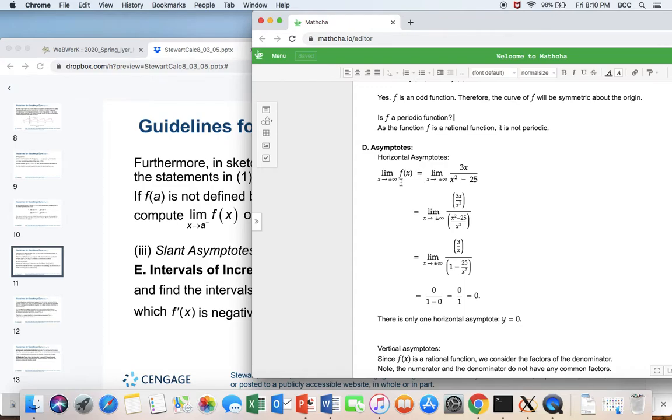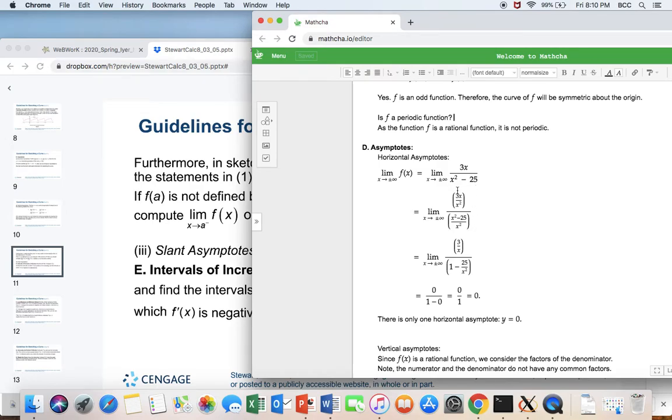Going through each piece, how do I encounter horizontal asymptotes? I have to take the limit as x approaches infinity or the limit as x approaches negative infinity. In this case, they both give me the same number, so I have used plus or minus infinity. This is a rational function. How do I find limits at infinity of a rational function? I take the highest power of x in the denominator and divide the numerator and denominator by this. So x squared is the highest power, so I'll divide 3x by x squared and x squared minus 25 by x squared.